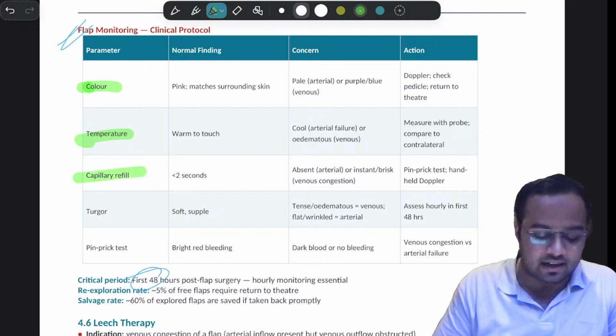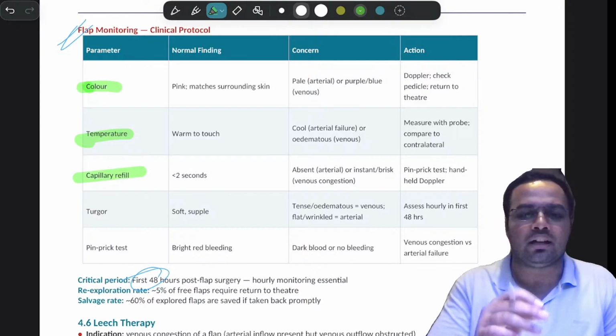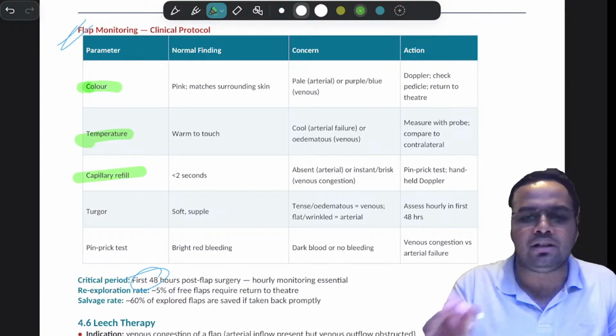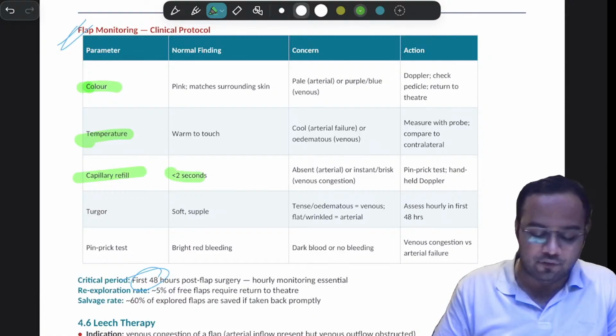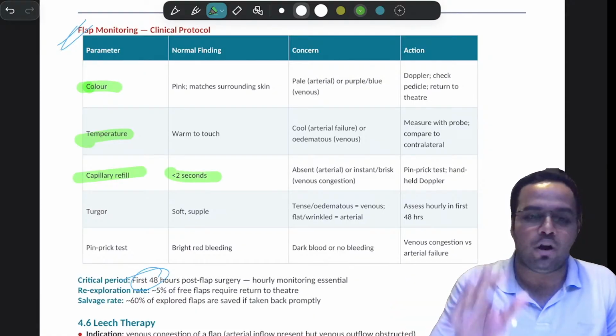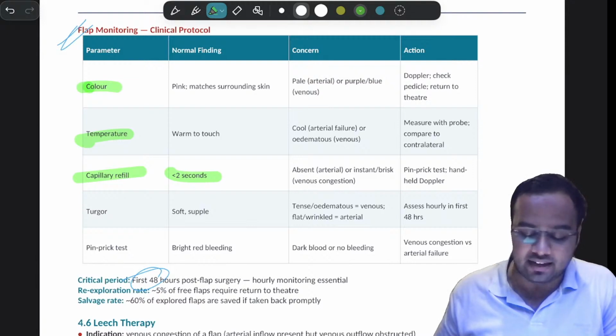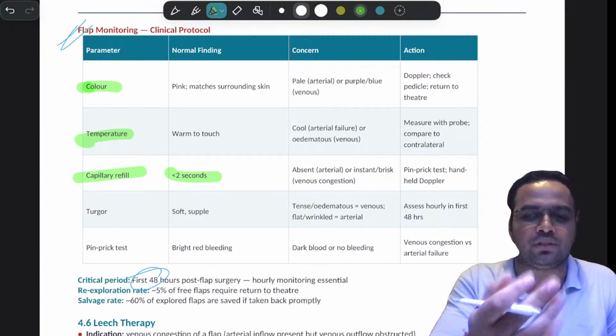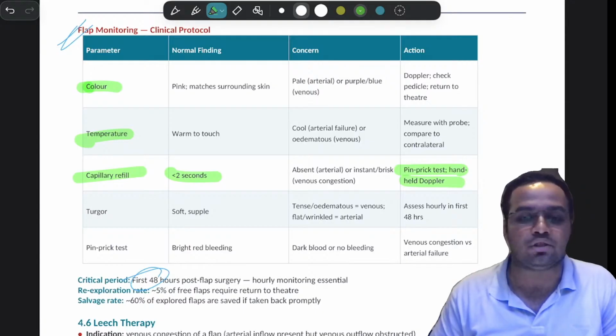Clinical parameters are color, temperature and capillary refill time. The color of the flap should be normal, it should not turn dusky. The temperature should be normal, similar to the body temperature, and capillary refill time should be normal, so less than 2 seconds is ideal. If capillary refill time cannot be elicited because of the color change or because of some hair, you can actually go for a pinprick test or a handheld Doppler.